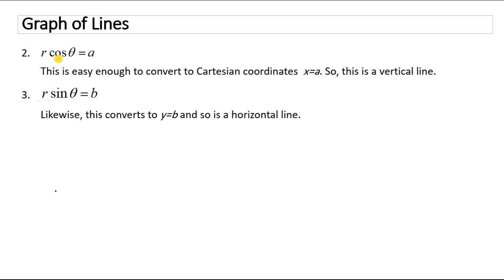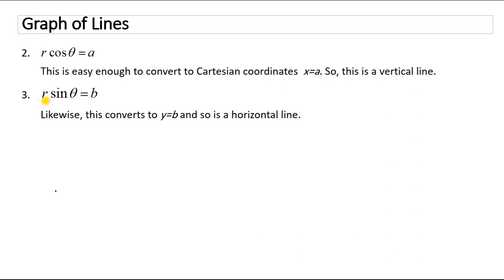If r cosine theta equals a, a constant belonging to R, and I convert this from polar to Cartesian, the result is x equals a. This is a vertical line.